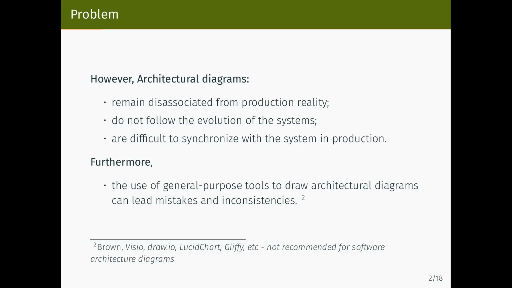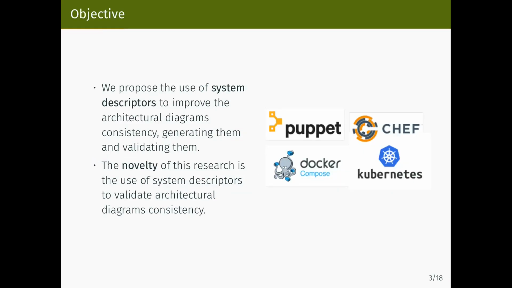Furthermore, architectural diagrams do not follow the evolution of the systems, and there are challenges for engineers to synchronize the diagrams with the systems in production so that they always reflect the current state of the system. We propose the use of system descriptors towards improving architectural diagrams consistency. The novelty of this research is the use of system descriptors to validate architectural diagrams consistency.